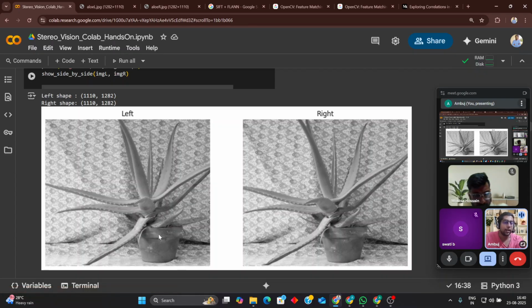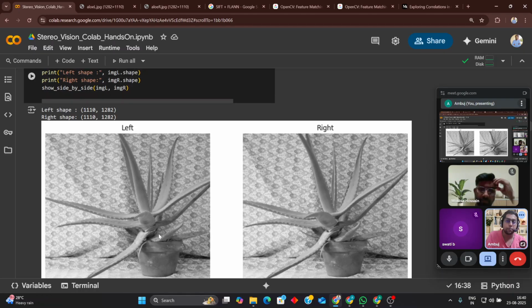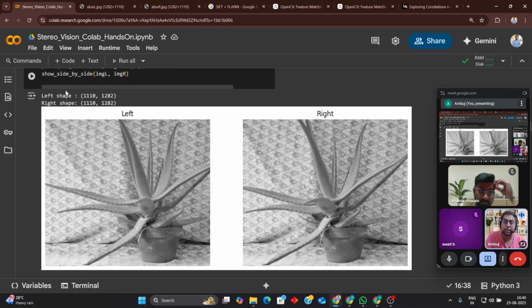In the real field, this option won't be available. You have to perform directly on an RGB camera. But just to demonstrate, and to lessen the computation and the time, we do this type of simple manipulation. These are the manipulations. Left image I visualized, right image I visualized.